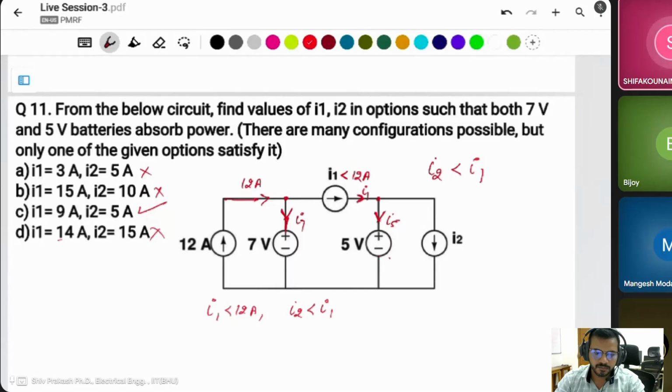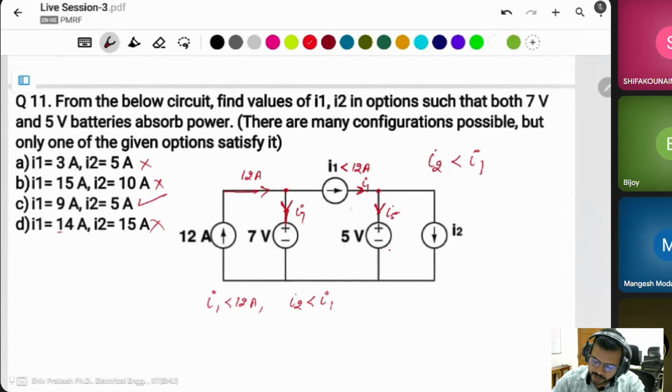So tell me why I2 is less than I1. Because I1 has some current, but in this node the 5 volt battery is like a sink. This one absorbs the power. It means some current is flowing through this. Then I1 minus something is I2. That's why I2 is always less than I1.